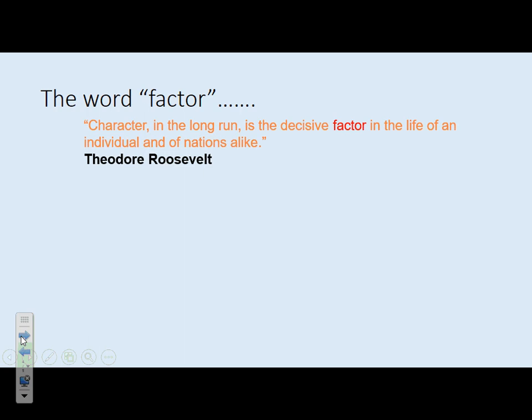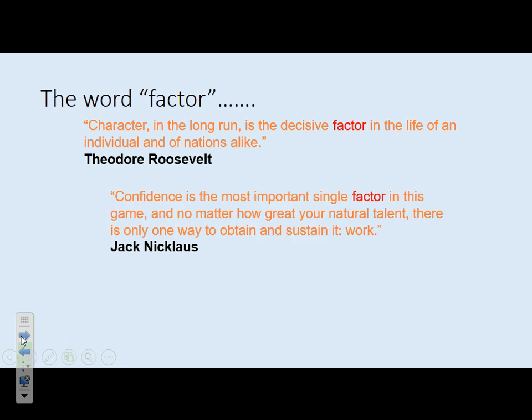In the long run is a decisive factor in the life of an individual and nations alike. Teddy Roosevelt. Confidence is the most important single factor in this game. No matter how great of natural talent, there is only one way to obtain and sustain it. Work. Jack Nicklaus.